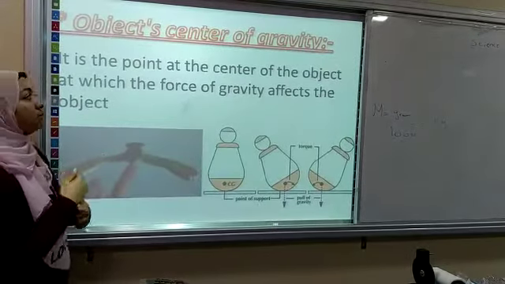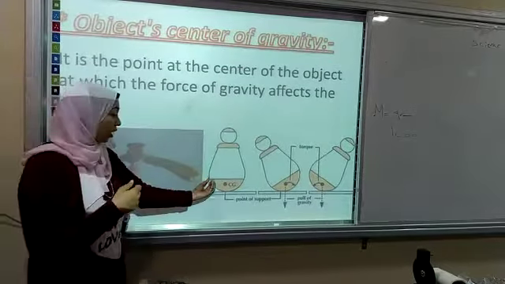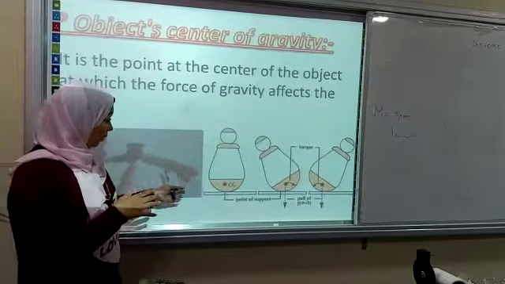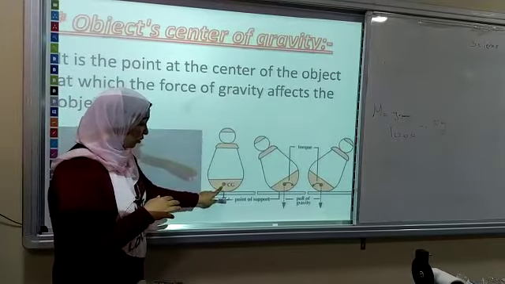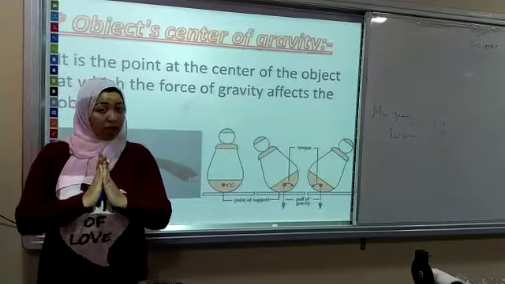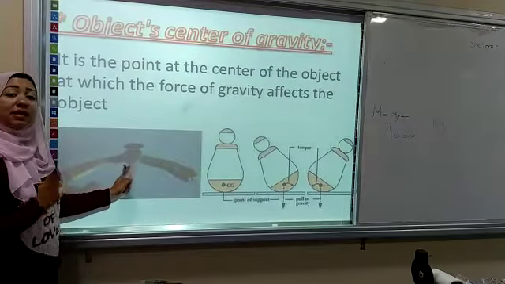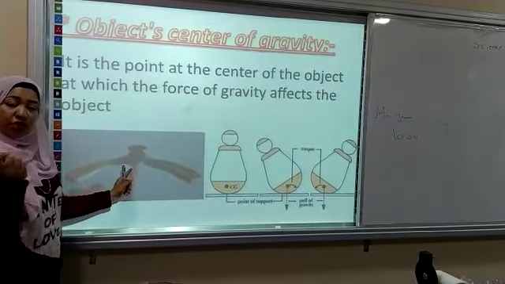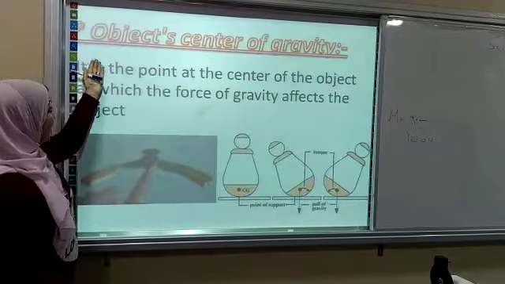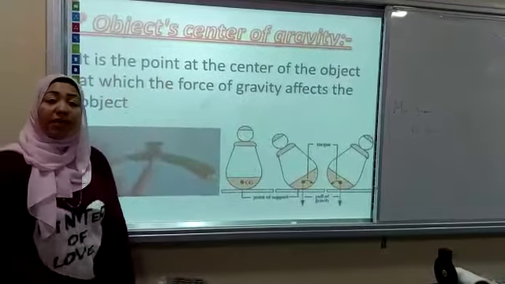The last one is the object's center of gravity. The object's center of gravity is the point where the object is affected by the gravitational force. Here we have this point. This pole is affected by this center of gravity, where the object will stand accurately, like this one. Here the boy tried to balance the gravitational force of this bird, so he will hold it from the center and it can be held very well. So the object's center of gravity is the point at the center of the object at which the force acts.